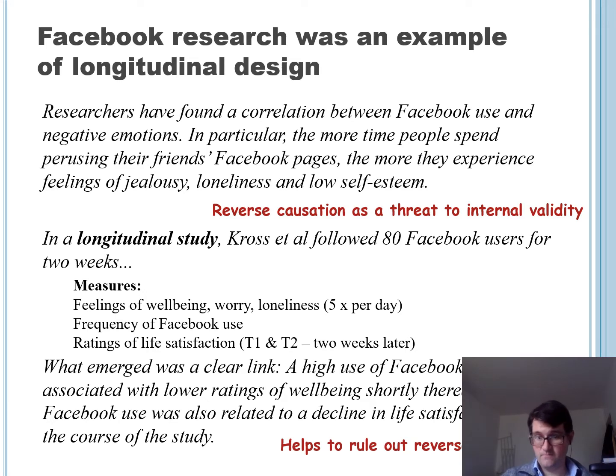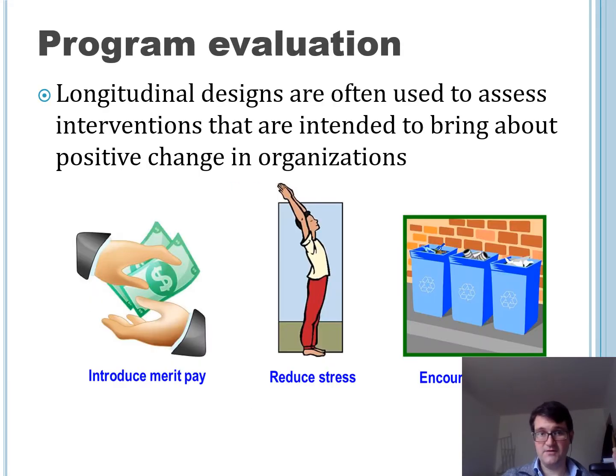Again, this helps to rule out reverse causation. Program evaluation, like I said, this could be any kind of program that we might want to introduce. So we could introduce merit pay or some other sort of incentive system. We could try to start an EAP or an at-work program to reduce stress, like maybe some sort of exercise, meditation, or stretching program, whatever.